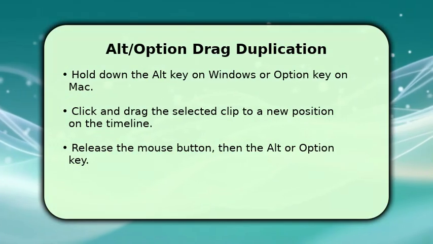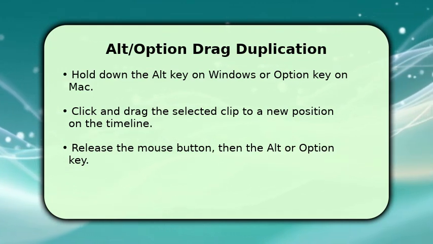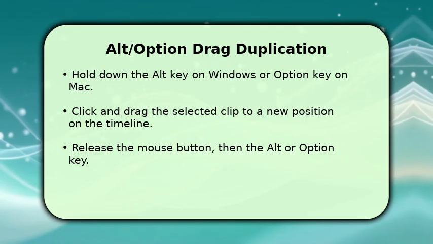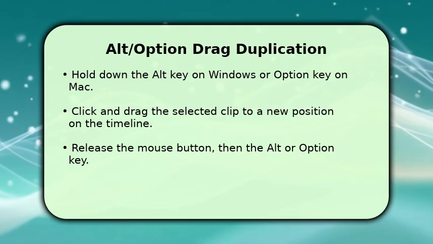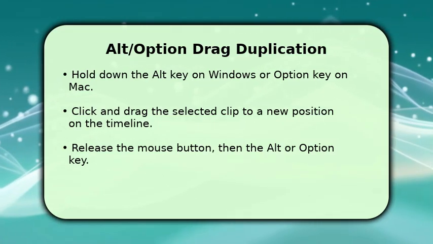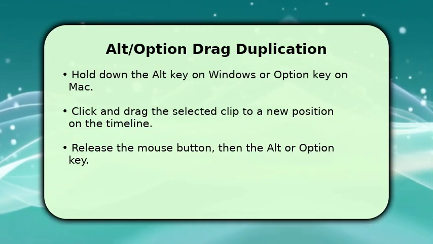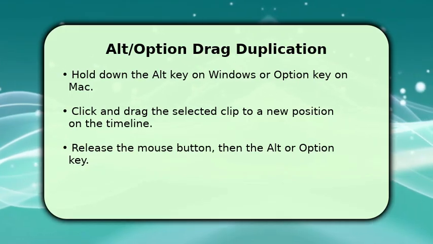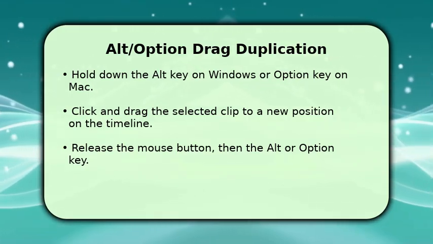For quick timeline duplication, the Alt or Option drag method is incredibly efficient. Select your clip on the timeline. While holding down the Alt key on Windows or the Option key on Mac, click and drag the clip to its new desired position. As you drag, you'll see a duplicate appear. Release your mouse button first, then the Alt or Option key. This method is perfect for rapidly creating multiple instances side by side or on different tracks.